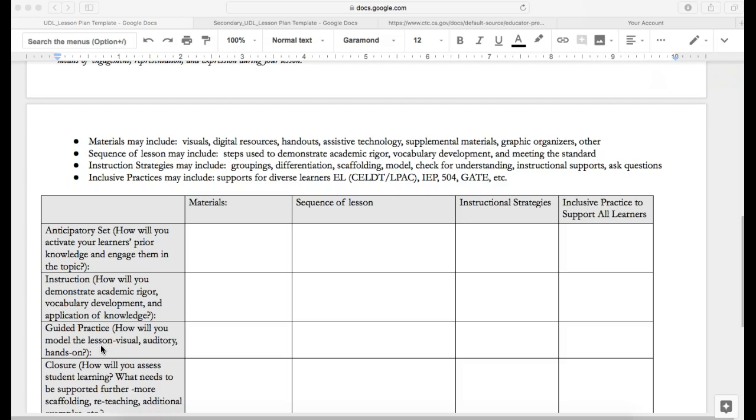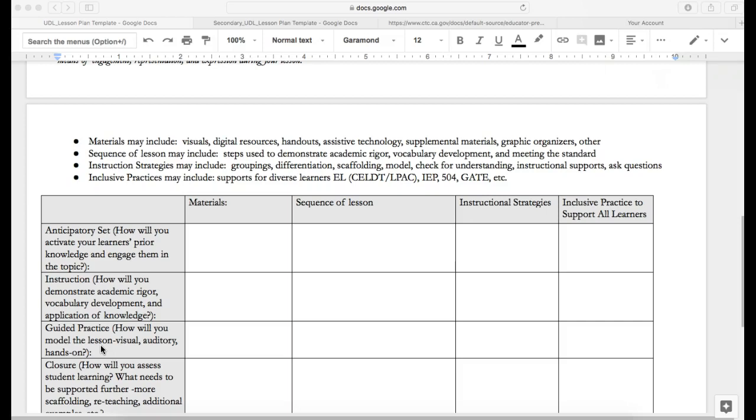And then scaffolding, so you've maybe given them a graphic organizer on how to write an essay, or you have them working with the paraprofessional in the room. You'll want modeling, you want to check for understanding, maybe you have different instructional supports, maybe you have the students asking questions or creating a question list or that type of thing.